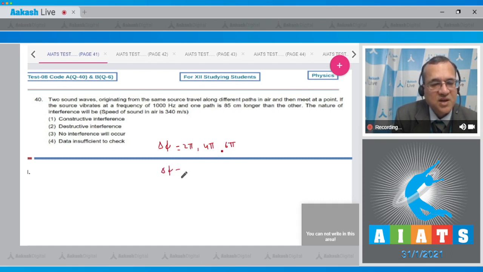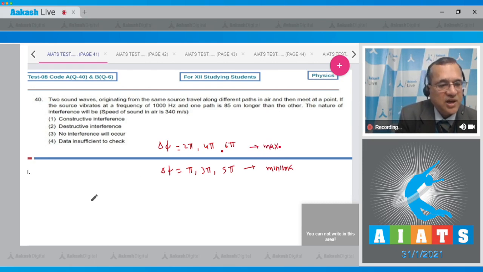And if the phase difference is an odd multiple of pi, you get the minima. Now, what is the relation for this one? Delta phi is equal to 2 pi by lambda multiplied by the path difference.